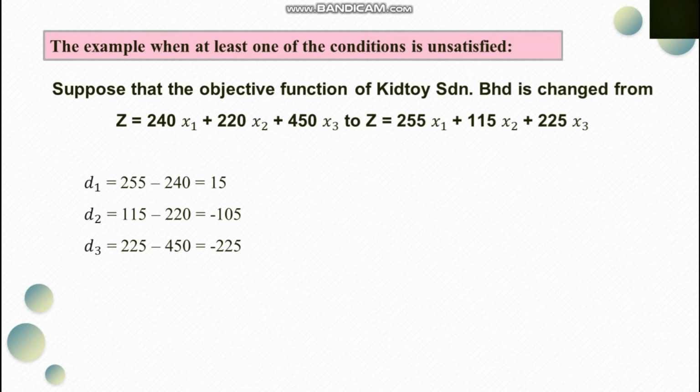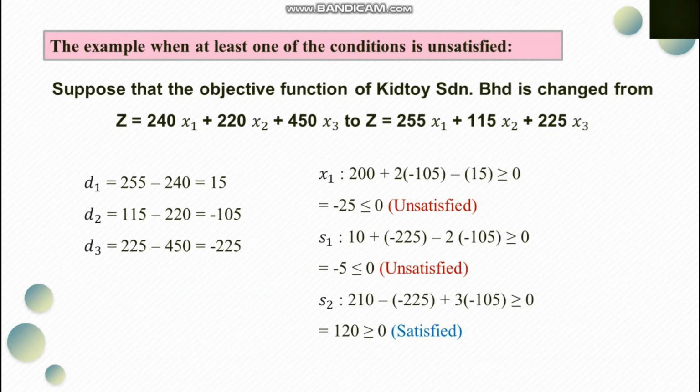So we need to substitute the changes D1, D2 and D3 into the optimality condition. For x1, we will get 200 plus 2 times negative 105 minus 15, which gives negative 25. Since negative 25 is less than 0, the condition is unsatisfied. For S1, 10 plus negative 225 minus 2 times negative 105 gives negative 5. Since negative 5 is less than 0, the condition is also unsatisfied.